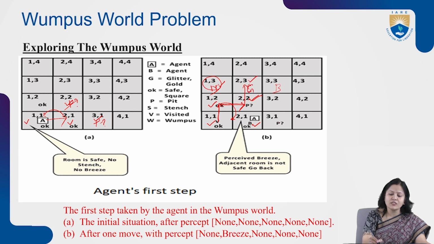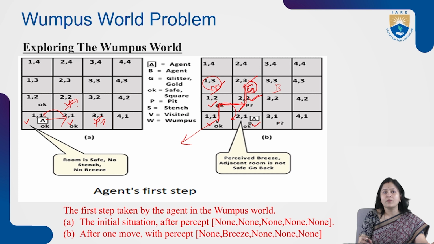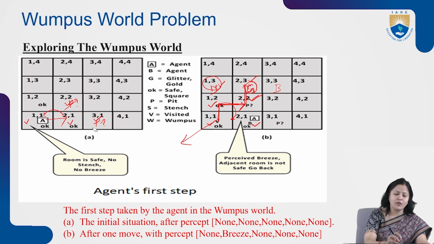As gold is present at the 2-3 location, he will grab the gold and come out of this cave. The way he entered the room, from this location he will come out and move out of the cave. This is the way the problem can be solved. I hope you have understood. Let me repeat once again if you have any doubt.